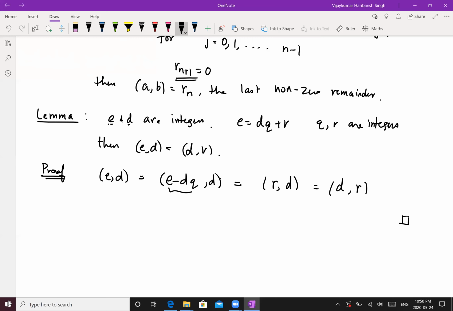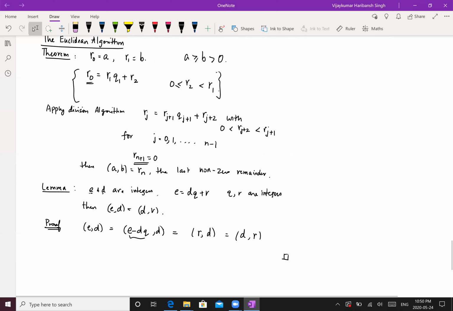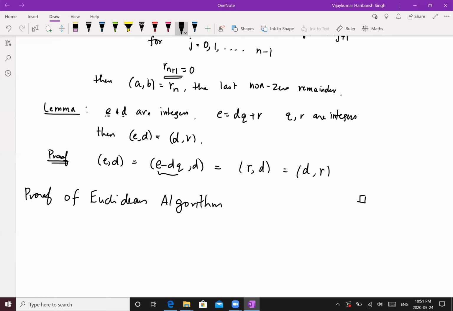Now, the proof of the Euclidean algorithm. The proof of the Euclidean algorithm is just an application of this over and over again, right? Let R0 be A and R1 be B. Then we can do the following.